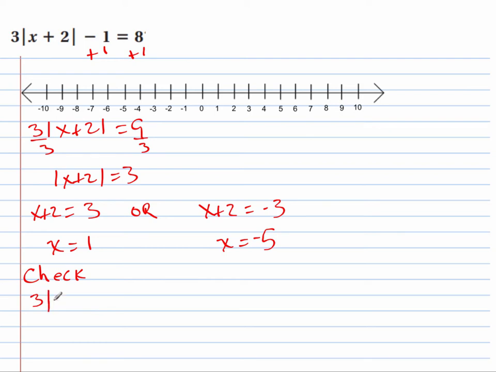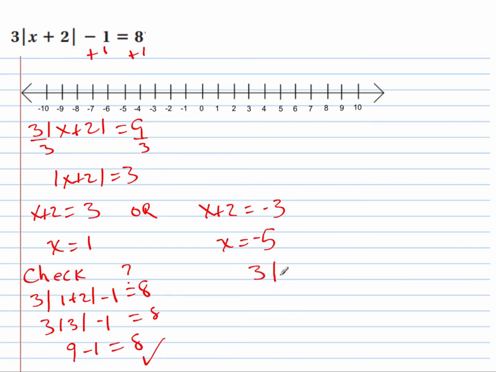So 3 times the absolute value of 1 plus 2, minus 1. Does this equal 8? Well, this is 3 times the absolute value of 3, minus 1, which is 3. That's 3, so that's 3 times 3 is 9 minus 1, which indeed it does equal 8. Let's check this one here.